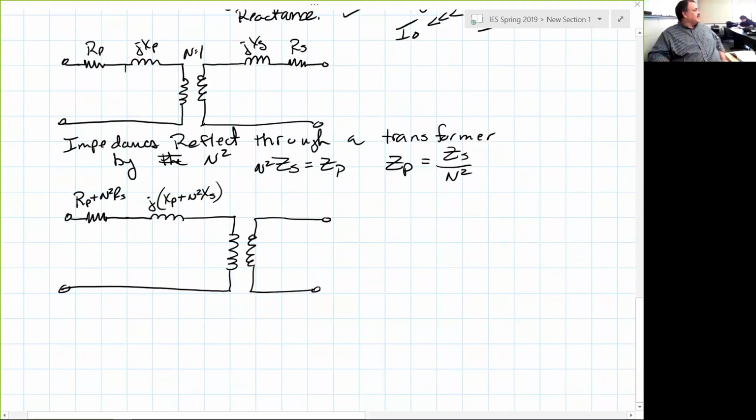And it takes it from the secondary side. N squared times Zs equals Zp, and Zp equals Zs over n squared. They're both equal to Zp.